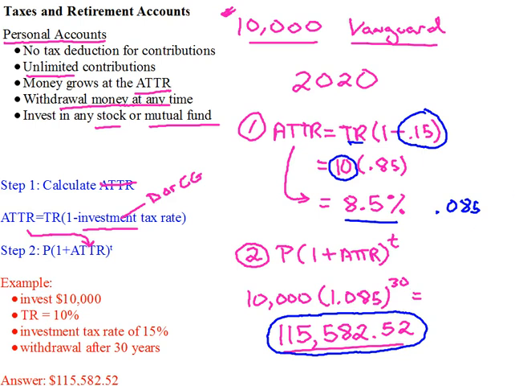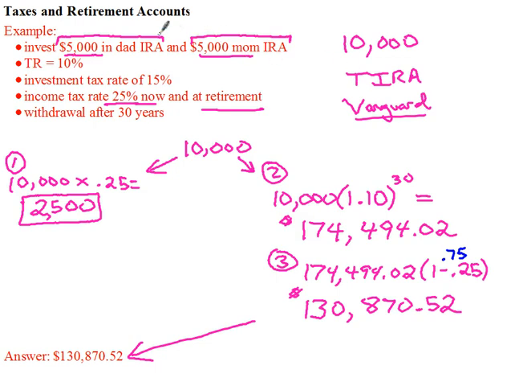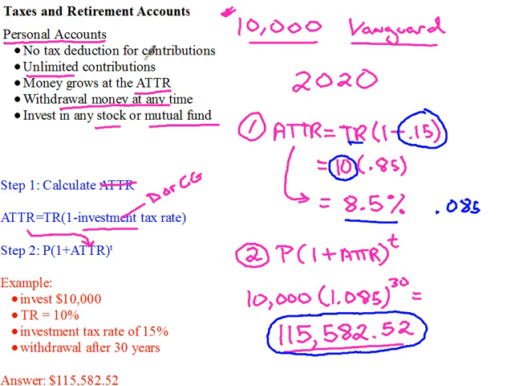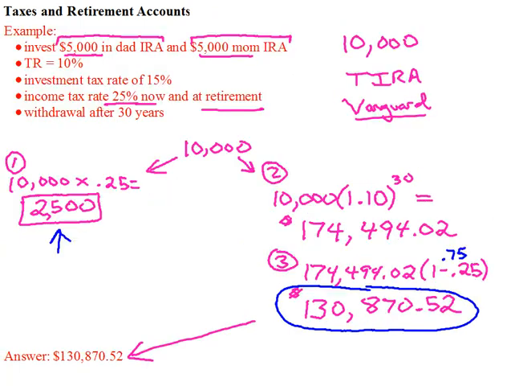If you put this money instead, that $10,000, in traditional IRAs, it's going to grow to $130,870.52. That's $15,000 more dollars that you have in your pocket simply by calling this a traditional IRA. Plus, don't forget, you also got this tax benefit right now today of $2,500 in your pocket. So let's just do that comparison again. The $10,000, if you put it into a personal account, you'll have $115,000 30 years from now. If you put it into a traditional IRA, you'll have $130,000 30 years from now, plus $2,500 today.